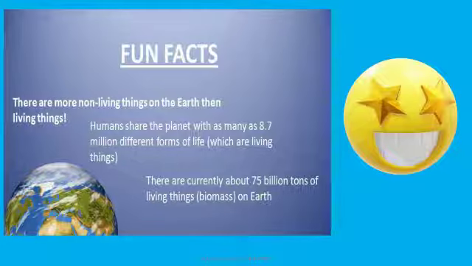So 8.7 million. There are currently about 75 billion tons of living things, known as biomass, on earth. There are so many living things on the earth, still the number of non-living things is more than living things. Students, I hope you understood the fact and you learned something new.